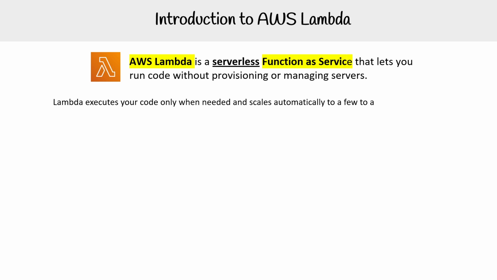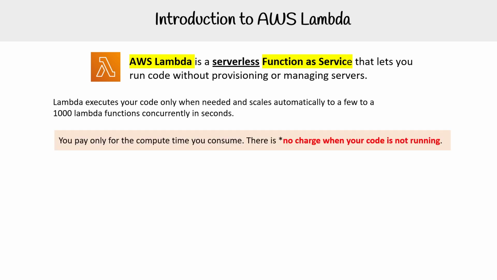Lambda executes your code only when needed and scales automatically to a few thousand Lambda functions concurrently in seconds. You pay for the compute time you consume. There is no charge when your code is not running. I have an asterisk there because AWS Lambda throughout the years has added additional functionality where it will continuously run to avoid cold starts. But generally, you're not charged if your code's not running, okay?